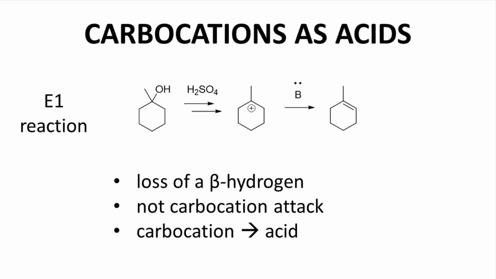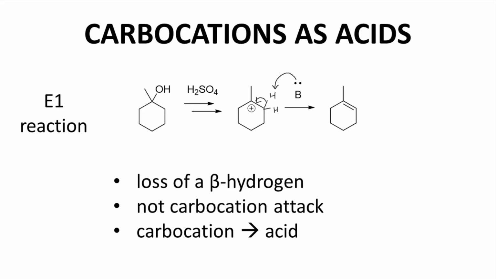Another reaction that includes carbocations is the E1 reaction. In this reaction, the carbocation does not serve as an electrophile. Instead, the carbocation loses a beta hydrogen. It is deprotonated to form an alkene. This is not a nucleophile electrophile reaction. This is an acid-base reaction.